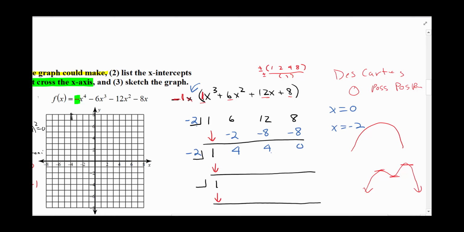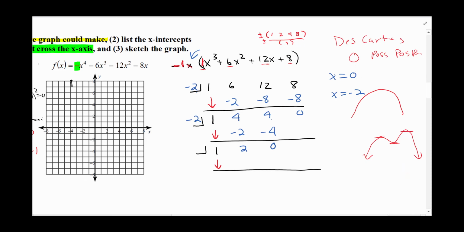So we bring down the 1, and then 1 times -2 is -2. 4 plus -2 is 2. -2 times 2 is -4. -2 worked again, and then look at how odd that will be. -2 is going to work a third time. So we have -2 with a multiplicity of 3.